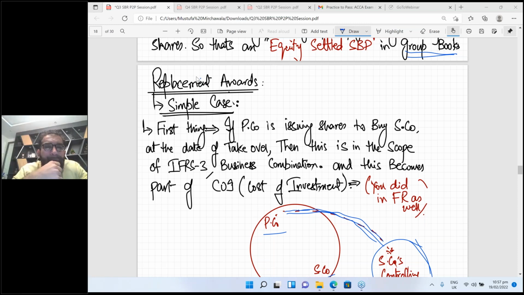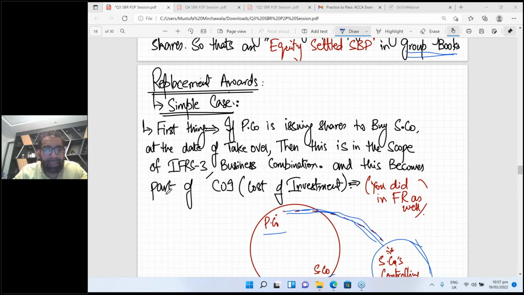It came in one past paper as well. I think that is the September December 2019 paper. The topic is replacement awards. It came once, and normally it is a challenge for students sometimes. So I will discuss that.